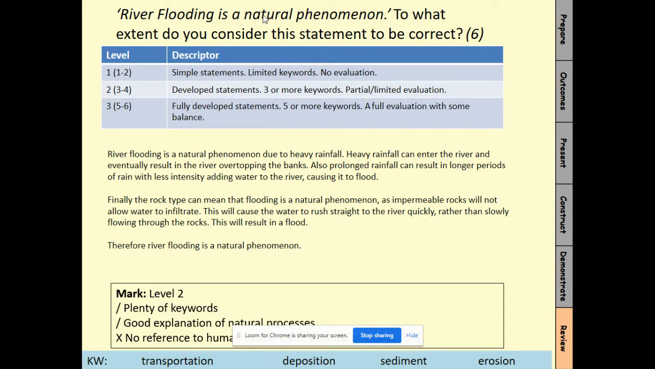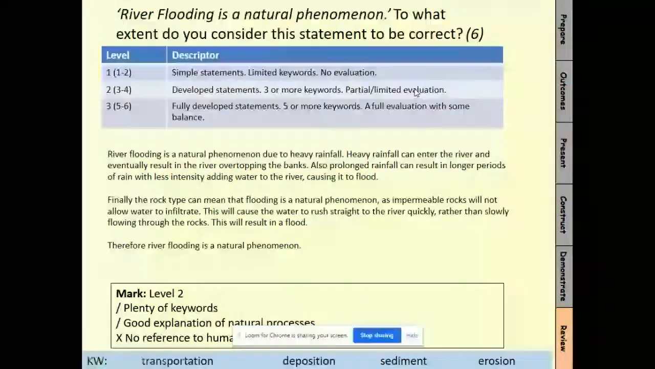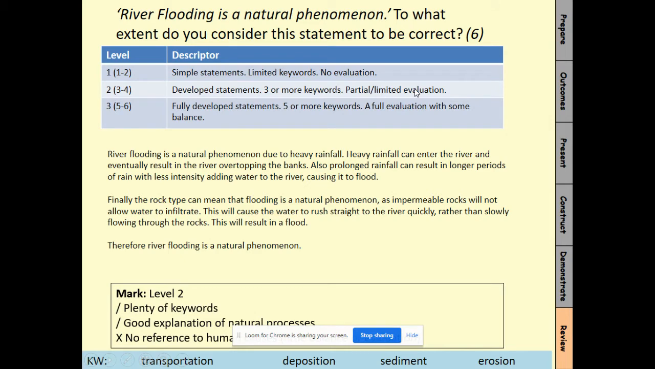So it hasn't got anything on that, but what it does do, it does say therefore river flooding is a natural phenomenon. It's a nice brief conclusion. It references the statement, so there's a partial evaluation in that, even if it is implied.